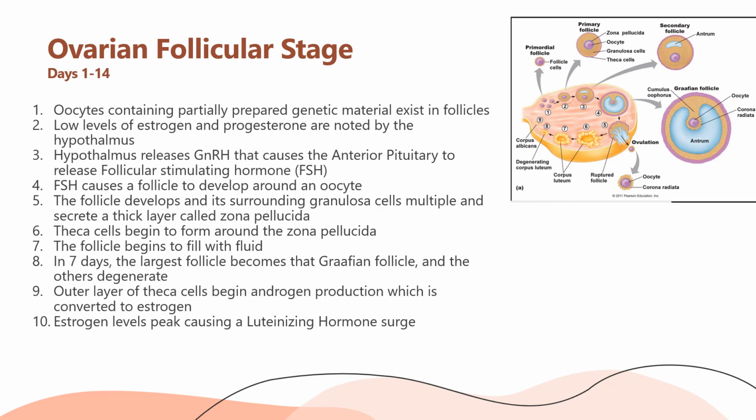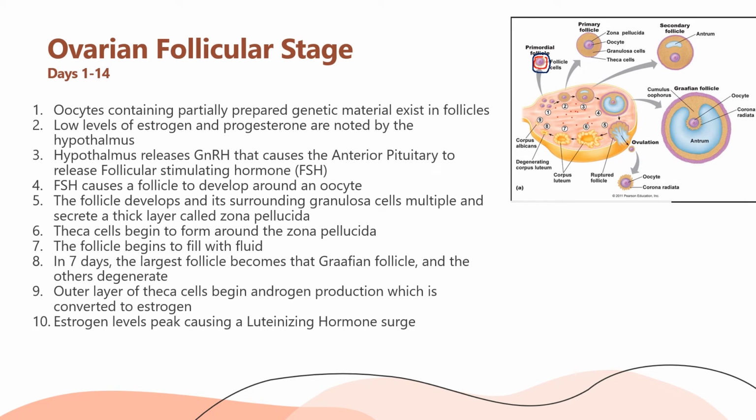ova are going to be surrounded by a follicle. The follicle is going to develop around that oocyte, and it's going to develop cells called granulosa cells. And those granulosa cells are going to arrange themselves around the follicle and start to secrete a very thick fluid called the zona pellucida. That zona pellucida is then going to attract free-floating theca cells that exist within the ovarian tissue. So we're going to have a new layer of theca cells surrounding this.